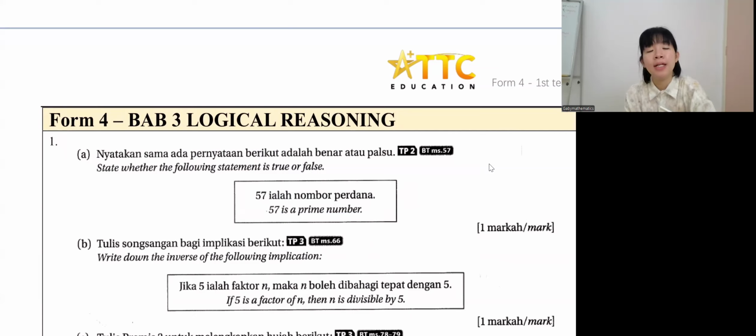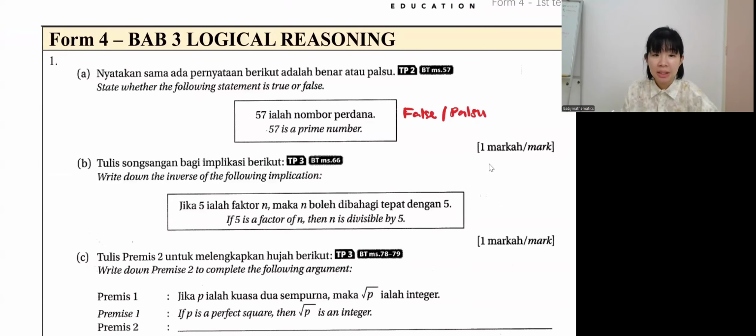Prime number, nombor perdana, is a number that can only be divided by 1 and itself. Can 57 be divided by any number or not? The answer is yes, it can be divided by other numbers. 57 can be divided by 3. You use a calculator to check: can 57 be divided by 3? 57 can also be divided by 19. So is this still a prime number? So this is false, it is palsu. 57 is not a prime number.